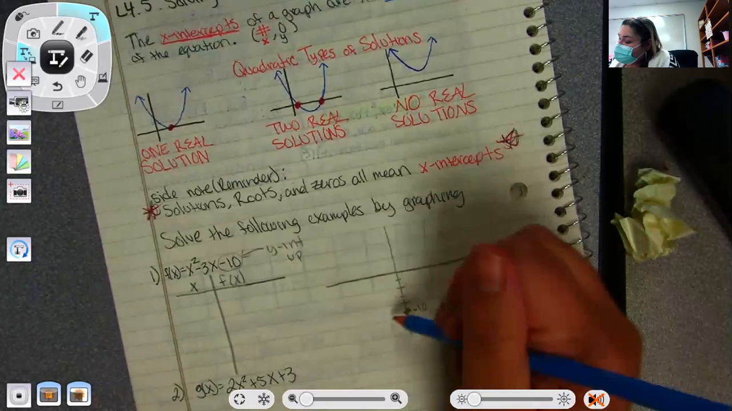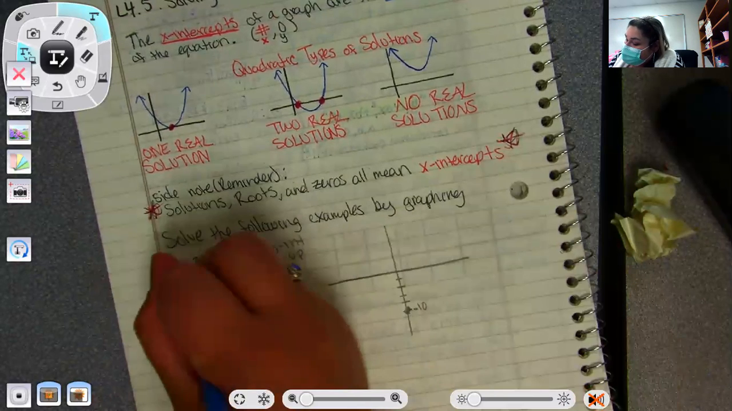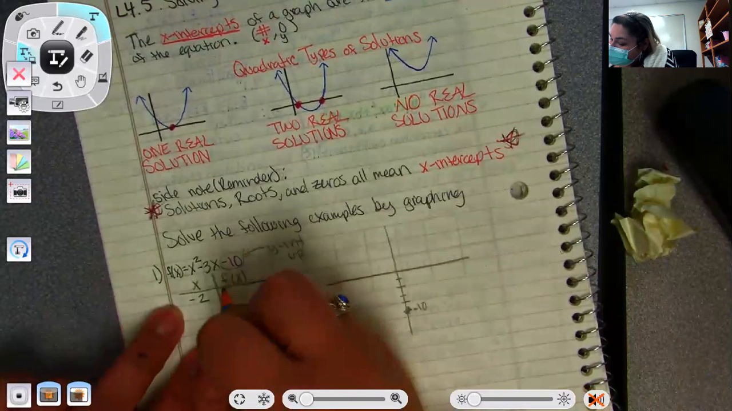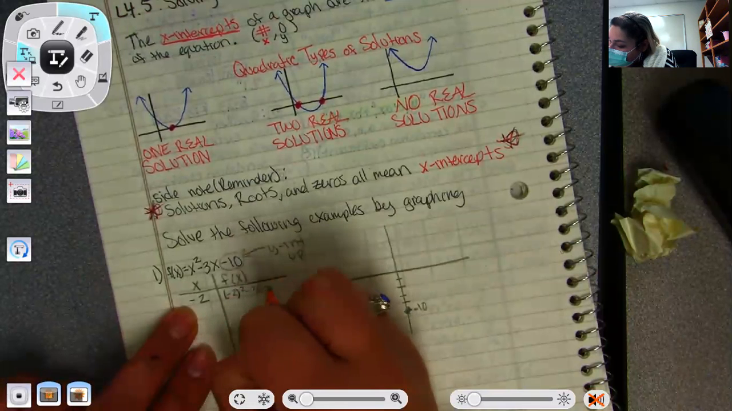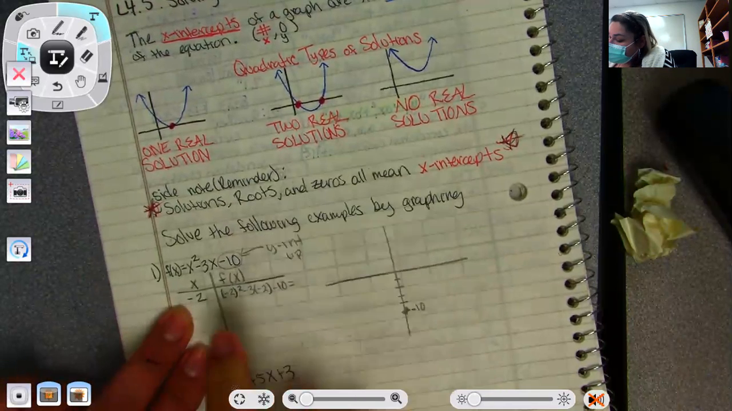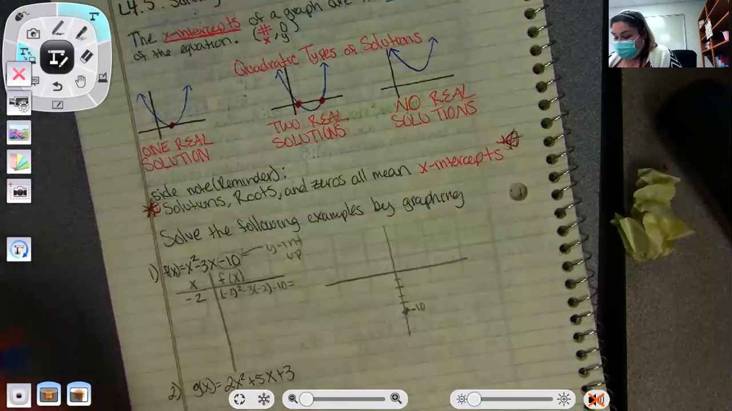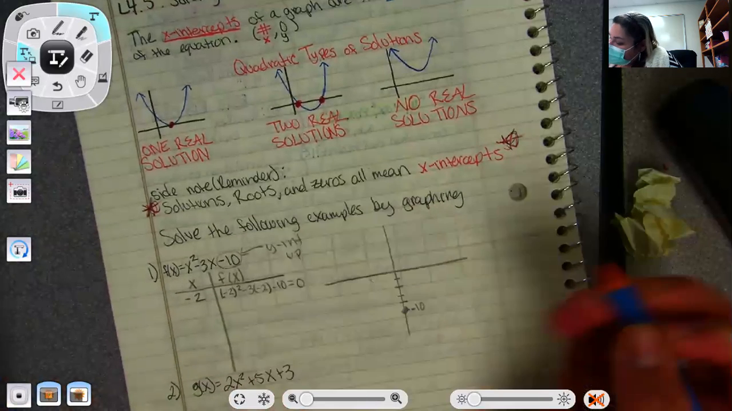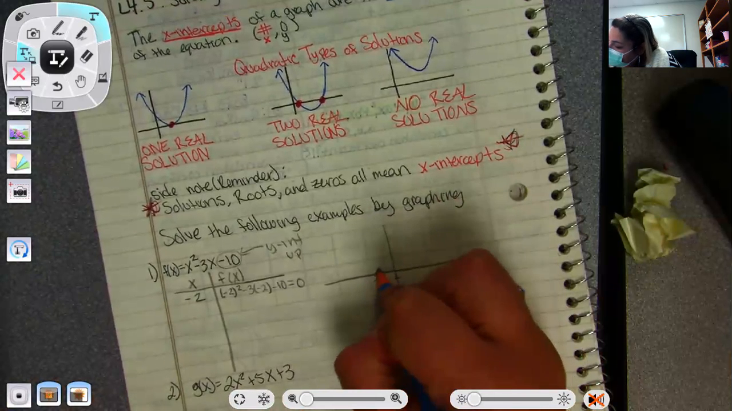So let's do some type of negative number because we're probably going to have something going on over here. So let's do -2. We're going to have -2 squared minus 3 times -2 minus 10. What is that going to give us? I have a calculator because I'm not about to do this. That gives me 0. Oh, that worked out nice. So let's make -2 here. So we have an x-intercept there.